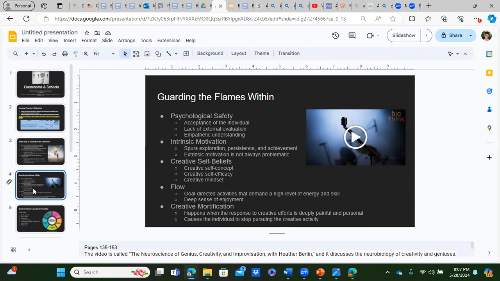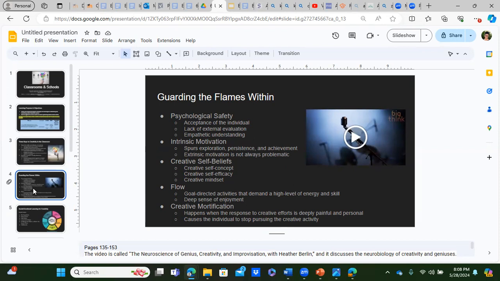So as we talk about guarding the flames within, a big part of this has to do with psychological safety. I want you to think about Maslow's hierarchy of needs and the other humanist researchers from the very first week when we started talking about the different researchers. One of them, if you'll think back with me, Rogers, used the analogy of a farmer and a seed when he was talking about psychological safety.